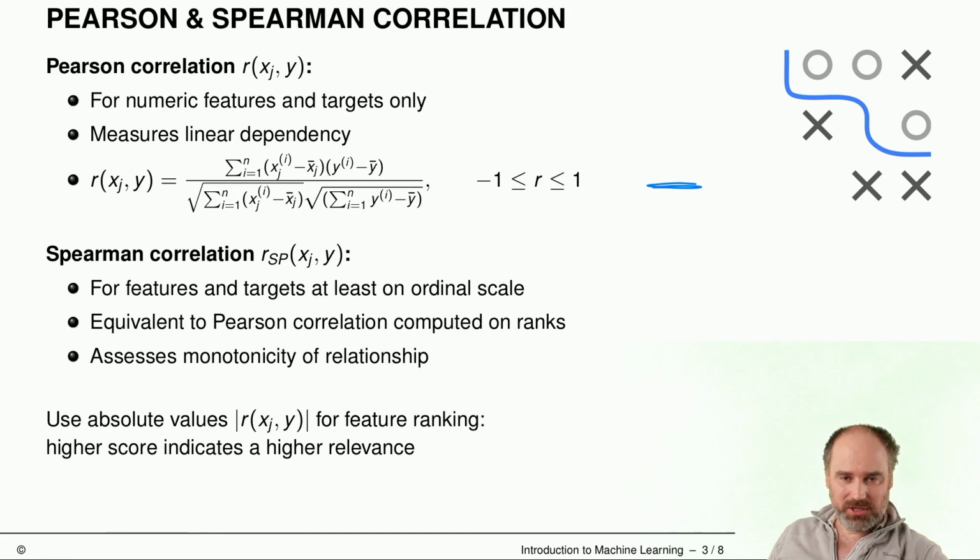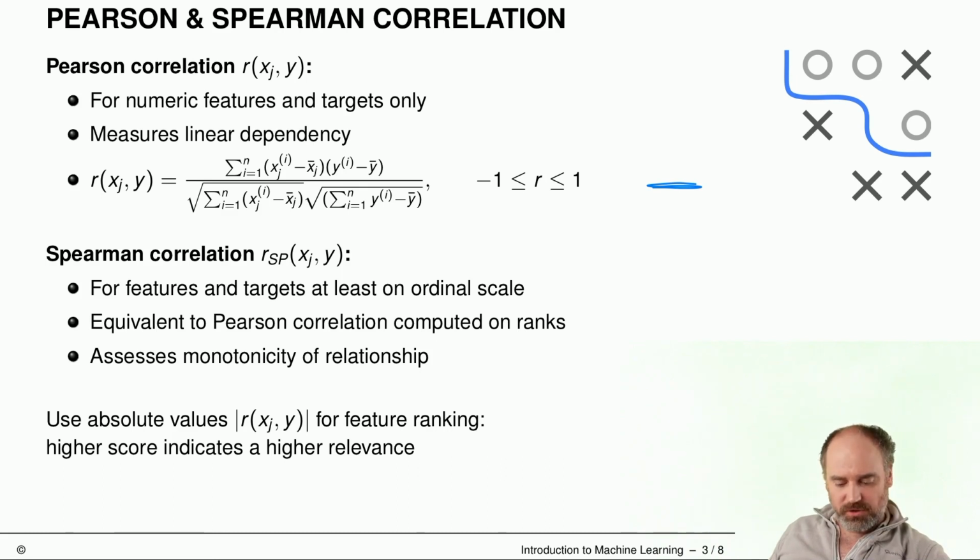So the correlation measures how much linear dependence is between two variables. Basically tells us how good a fit of a linear model would be if we would predict one feature from the other through a linear model.